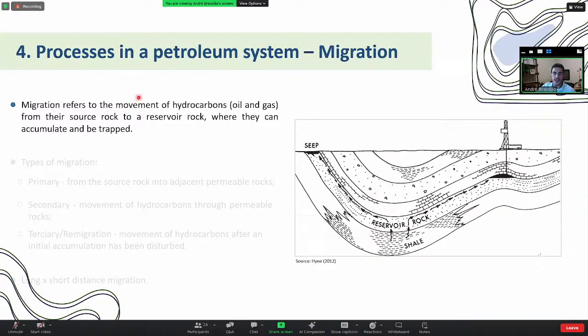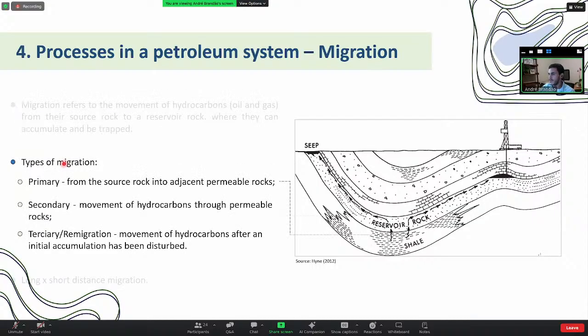The second process that I want you guys to know is the migration. Migration refers to the movement of hydrocarbons, oil and gas, from the source rock to a reservoir rock where they can accumulate and be trapped. There are three types of migration. The first one is the primary, the migration from the source rock into adjacent permeable rocks.